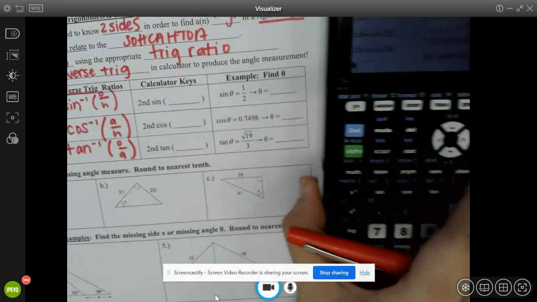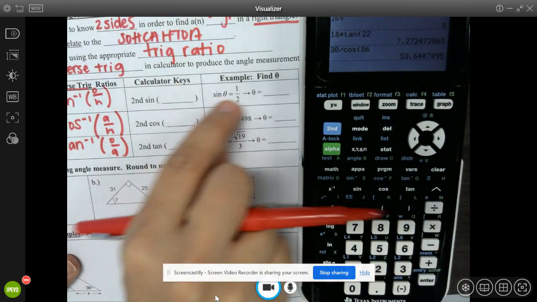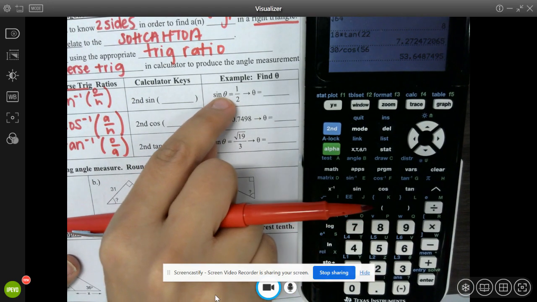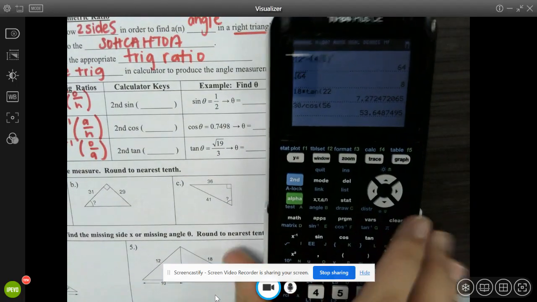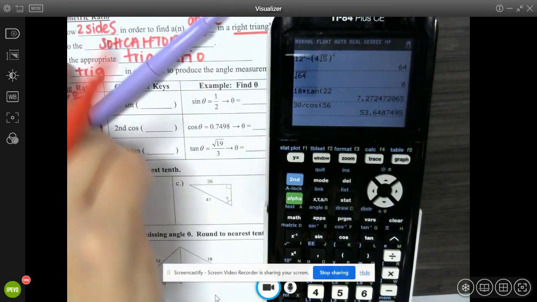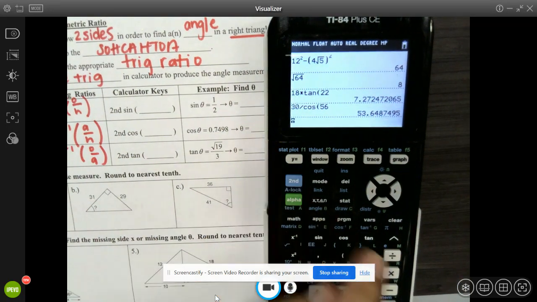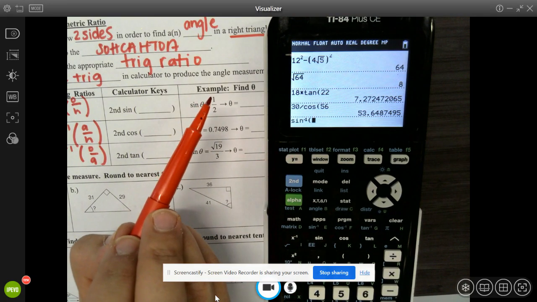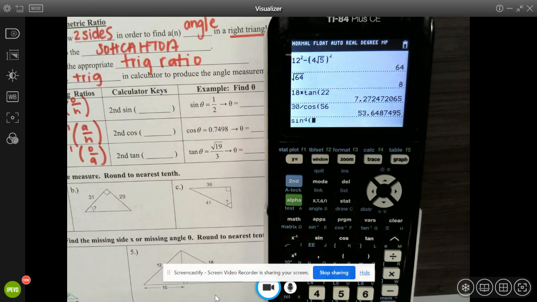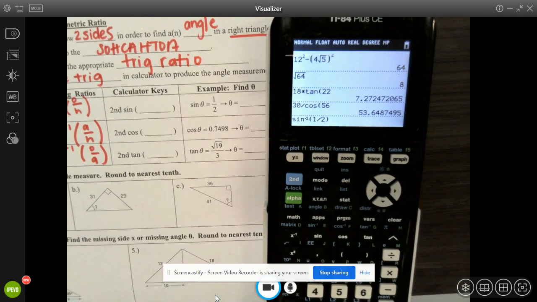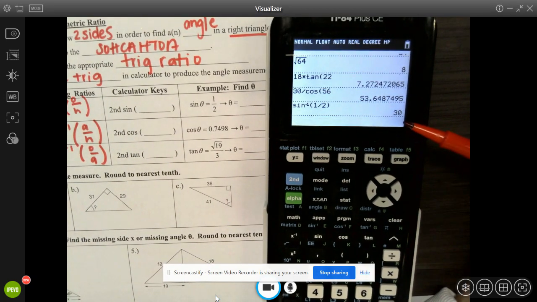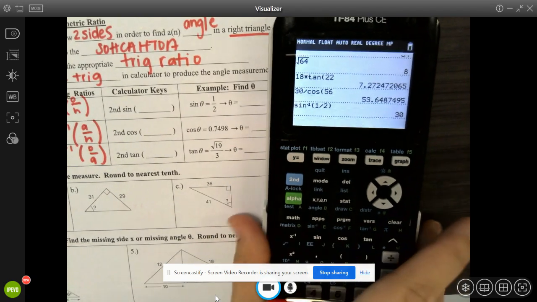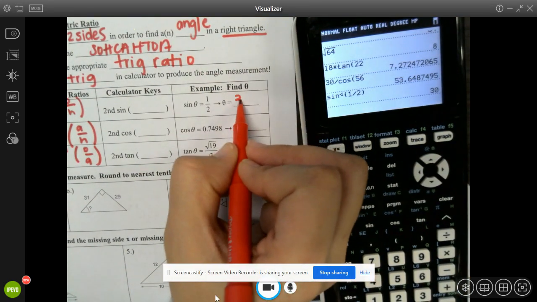Okay, so just to show you, for an example, if this was our equation and we were solving for the angle theta, it's set up as sine of theta equals 1/2. We would do second sine, and then in the parentheses, you type the fraction 1/2, and just hit enter, and it's going to give you theta, or the angle that you're solving for, right? So theta would just be 30 here.